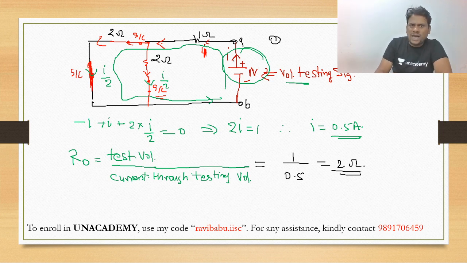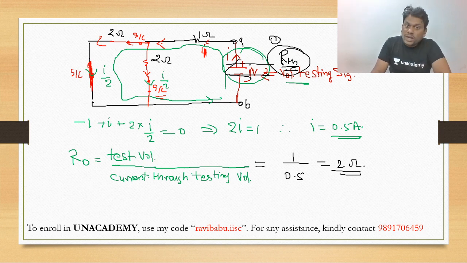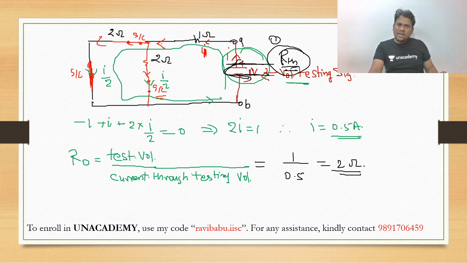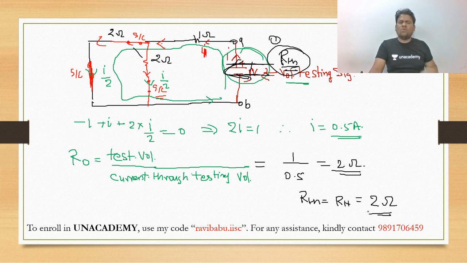Now beta, same question I want to handle like this. Try to understand Thevenin equivalent resistance, RTH. To calculate RTH, first open these terminals, and across these terminals we have to calculate our R. All the independent sources are short circuited, 2 and 2 are in parallel, and 1 parallel 1, so 1 plus 1 is 2. So RTH, Thevenin resistance or Norton resistance, will also be 2 ohm.